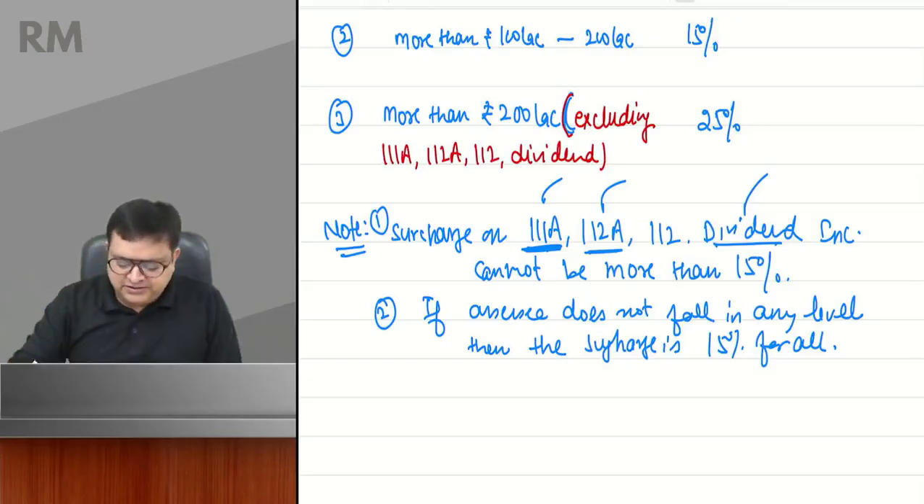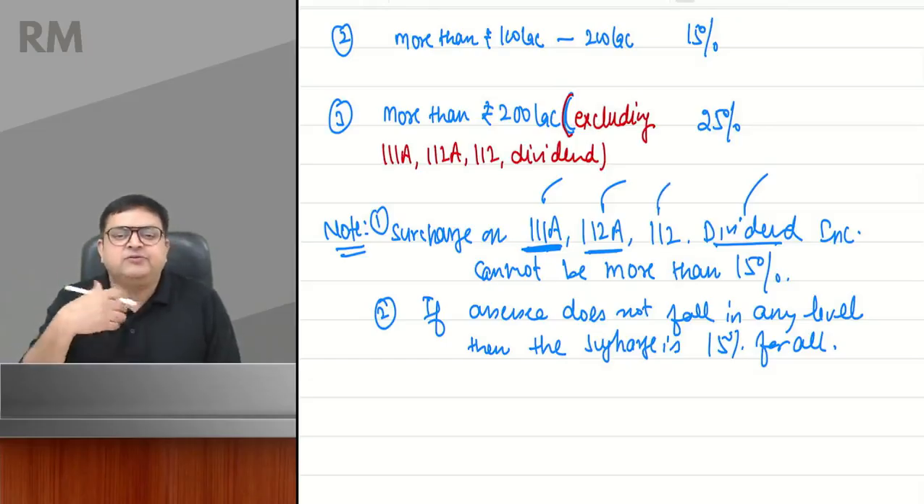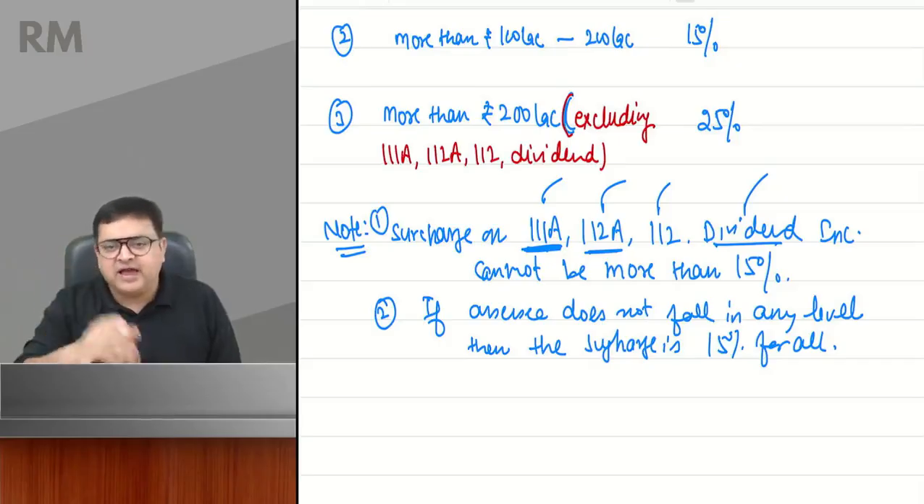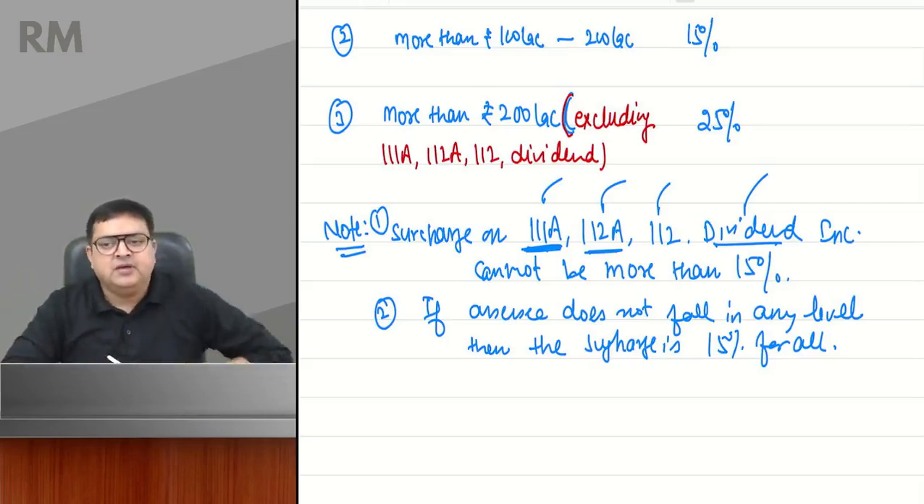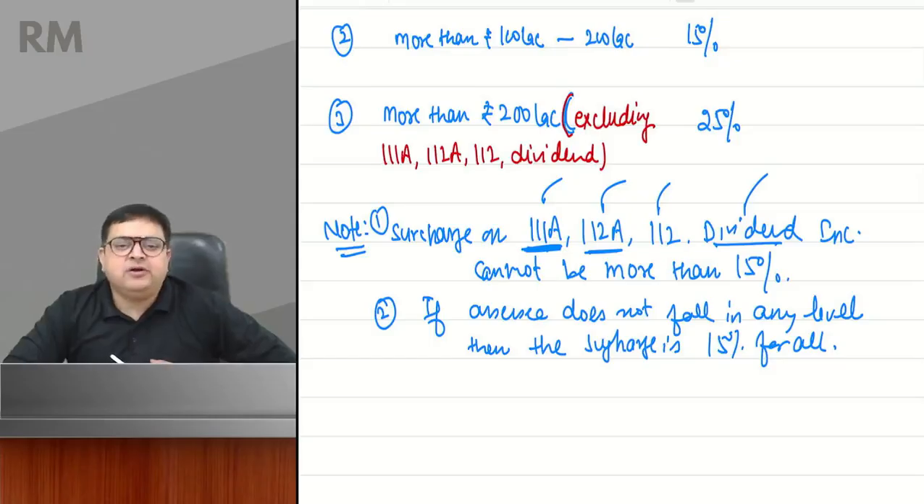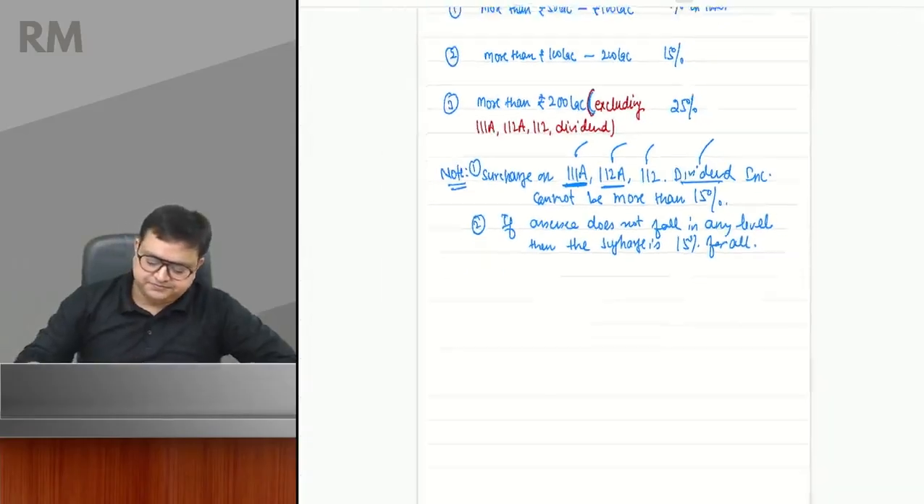Next year, she added 112 also. What is 112? Other long term. So today it is 111A, 112A, 112 also, and dividend income, mainly stock market income. Casual income is not included. So if a person has stock market income, we will not expect him to pay more; either he can pay 10%, which is fine, but the maximum he can pay is 15%. Understood?